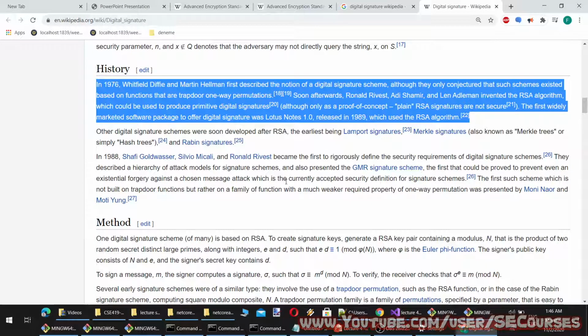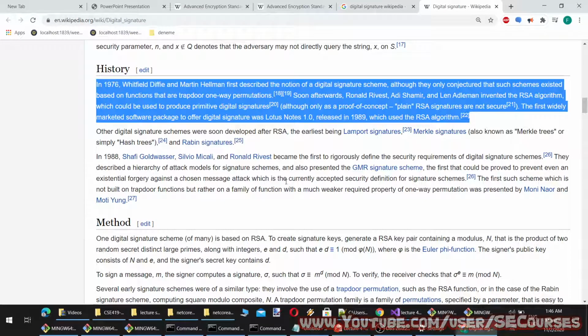In 1976, Whitfield Diffie and Martin Hellman first described the notion of a digital signature scheme, although they only conjectured that such schemes existed based on functions that are trapdoor one-way permutations. Soon afterwards, Ronald Rivest, Adi Shamir, and Len Adleman invented the RSA algorithm, which could be used to produce primitive digital signatures. Although only a proof of concept, plain RSA signatures are not secure.